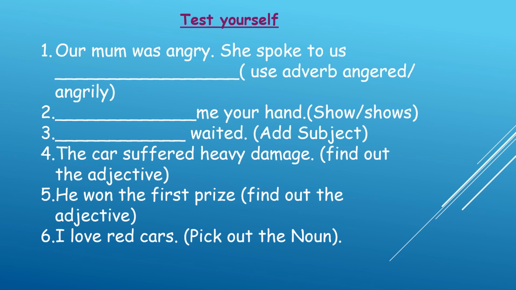Add a subject to this sentence. Number 4, the car suffered heavy damage. Find out the adjective. Number 5, he won the first prize. Find out the adjective. Number 6, I love red cars. Find out the noun. So write these answers. Try to find out by yourself and send a pic of these answers to my number and complete the worksheet with the pencil. I will give you the answers in the later video.